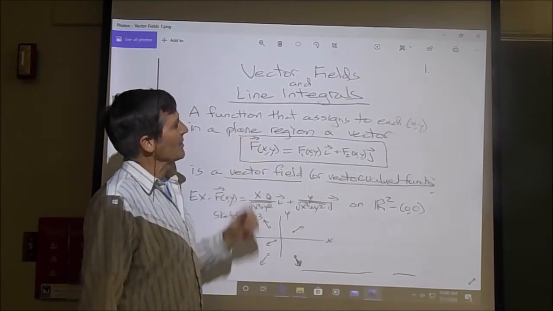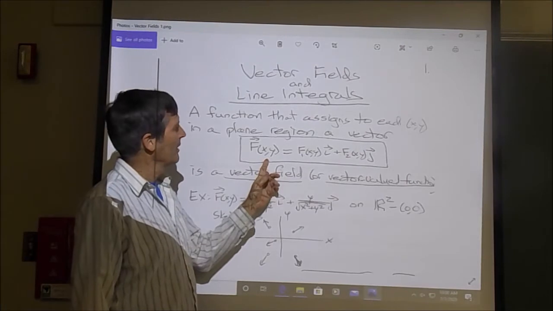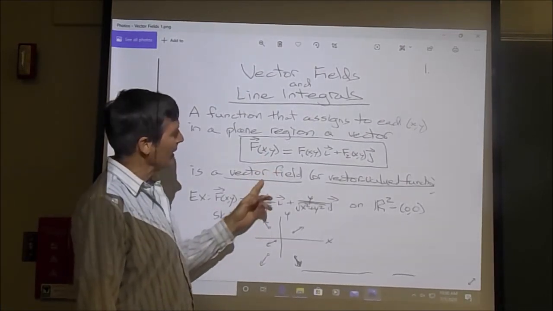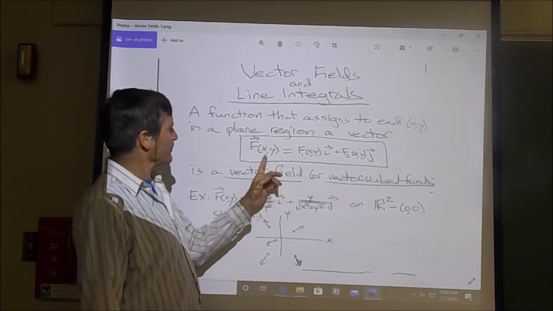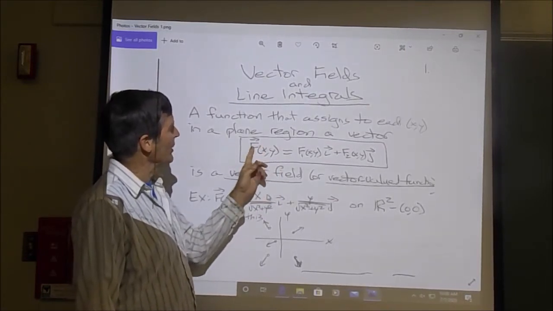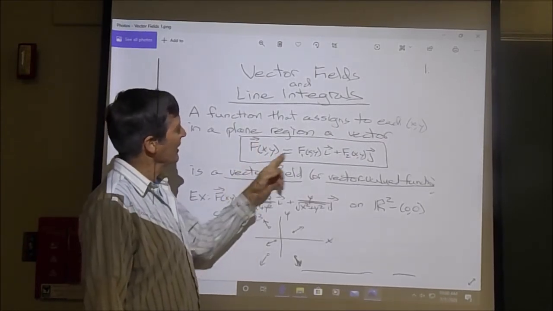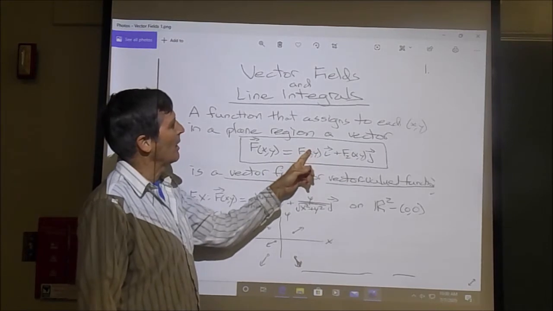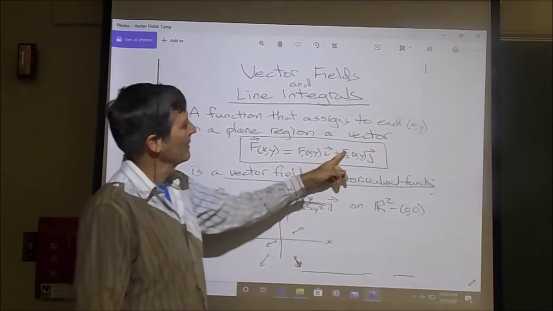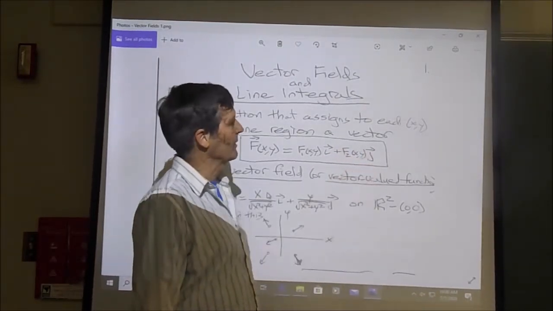A function that assigns to each x, y in a plane region a vector is called a vector valued function, or a vector field. For instance, if you give x, y to this function f with an arrow over it to indicate it's a vector valued function, it is some function of x, y multiplying i, the unit vector in the x direction, plus a function of x, y times j, the unit vector in the y direction.